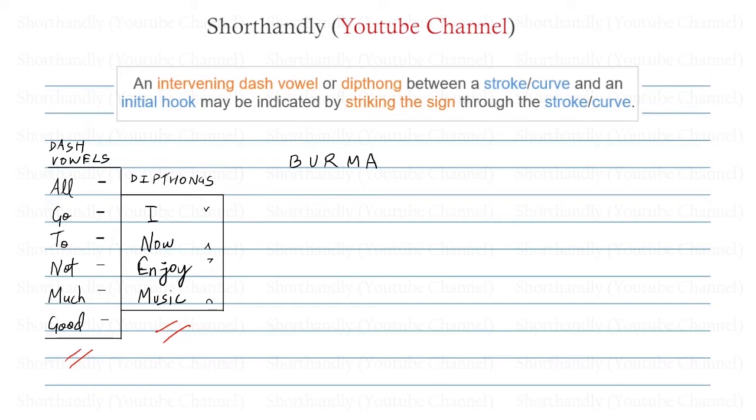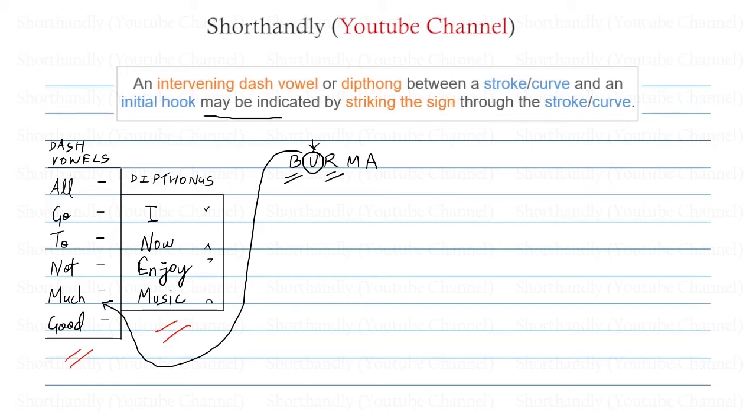Okay, so this is the word Burma. So now we see that first we have this B consonant, which is a stroke, and then we have this R, and between that we have this vowel, which is an A sound, because if you pronounce it, it sounds as Burma. So see, we have this A sound coming, which is the same as in the much vowel, which is a light dash. Now how can we write this word Burma?